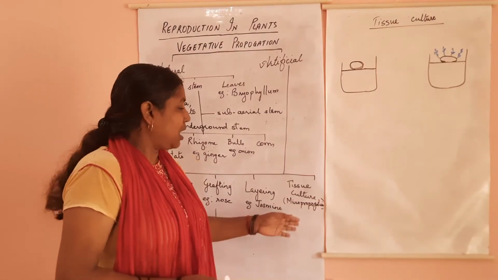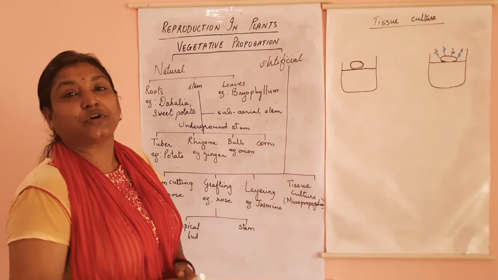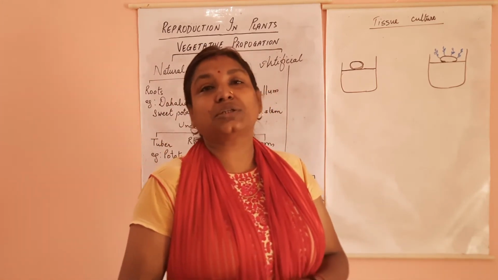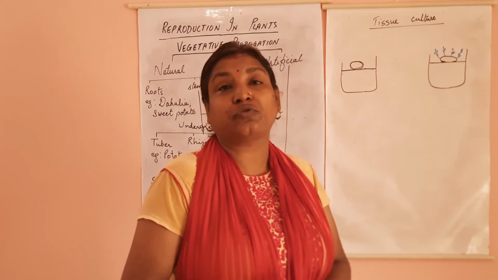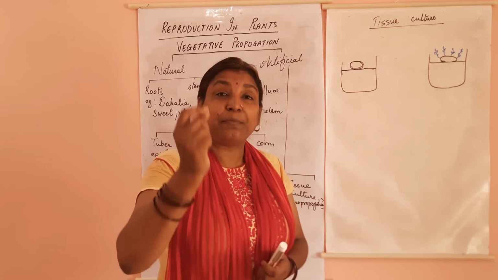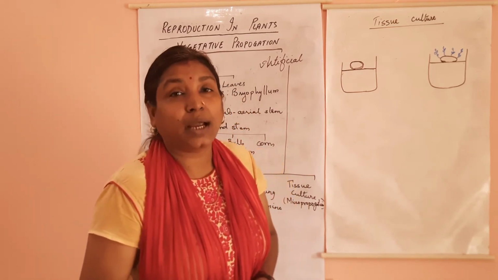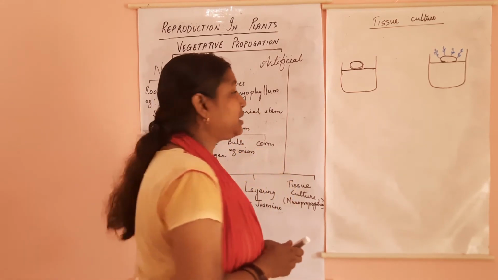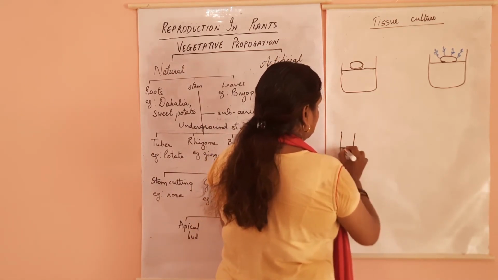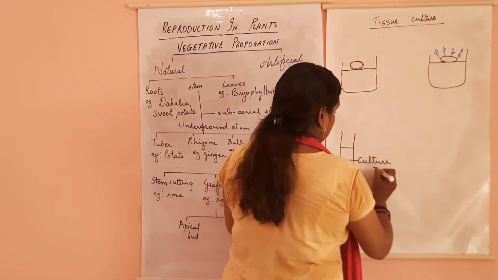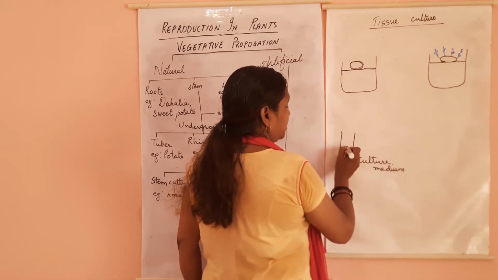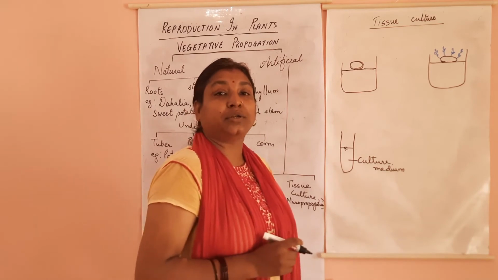So now let's see how the tissue culture takes place. For this, a small tissue is collected from the growing region of the plant. So which is the growing region of the plant? The tip of the plant. So from that, few meristematic cells are taken and then put it in the culture medium. So this is your culture medium. And in that, those few cells are introduced.